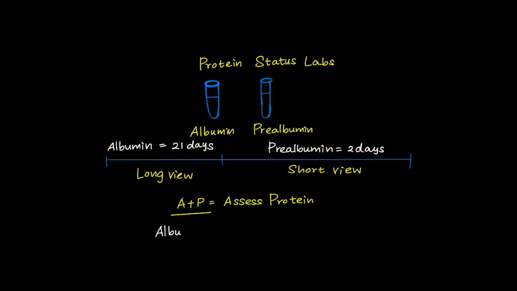Here's a D440 OA exam tip for you. When you see the words protein status or nutritional reserves in the stem, jump straight to albumin and prealbumin. Quick recall hook: albumin and prealbumin both start with A and P. Assess protein.